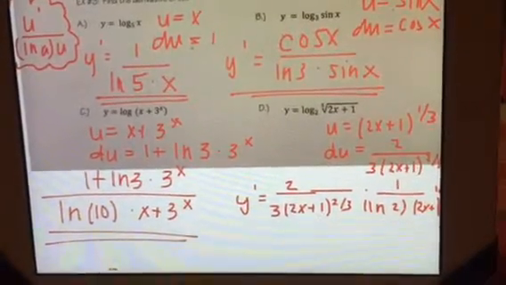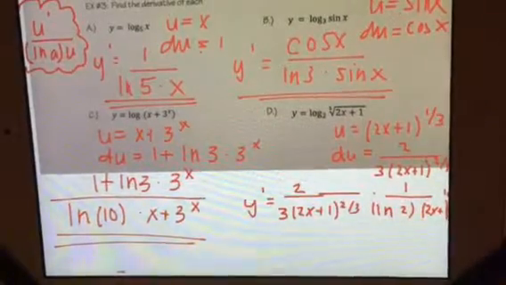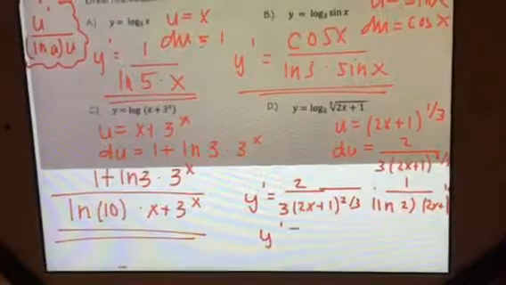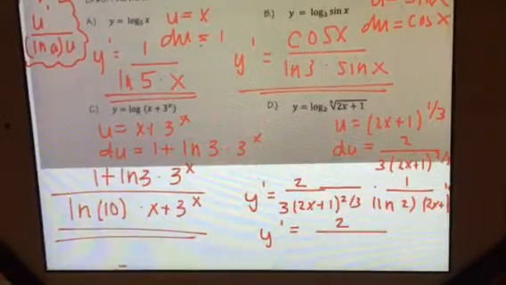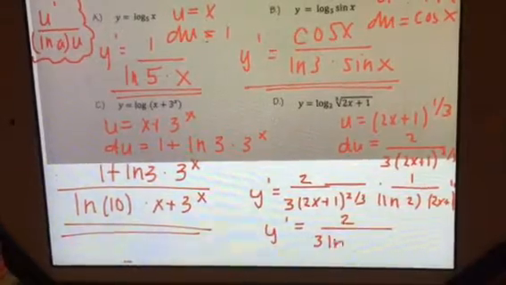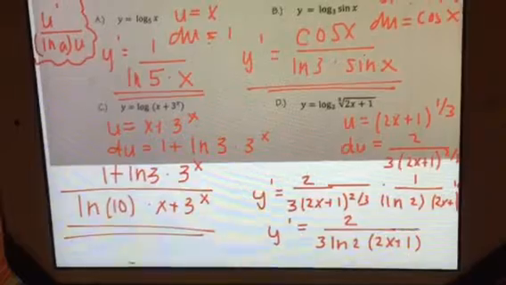I can combine the 2x plus 1 to the 2/3 with the 2x plus 1 to the 1/3, because those bases are the same. I add my exponents, which would then simplify to 2 over 3 ln of 2 times 2x plus 1.